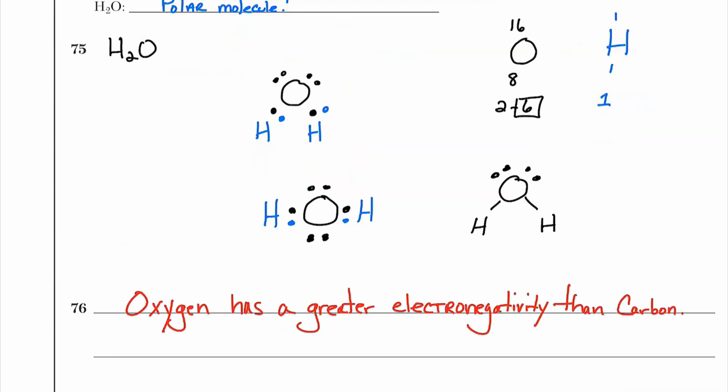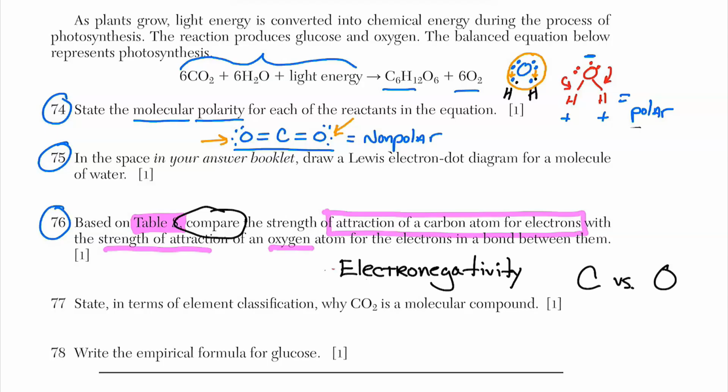I said oxygen has a greater electronegativity than carbon. You can also say that it has a greater attraction for electrons than carbon, since that's what electronegativity is. You can also put down the actual values. I would not do that because you can make a mistake. So oxygen, from Table S, has a greater electronegativity. Onto number 77.